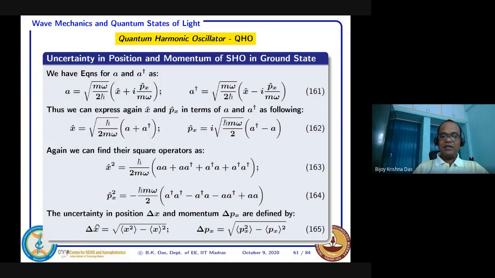And this uncertainty, you remember that we have already discussed variance. We have defined the variance, that means what deviation you can get for a particular measurement.